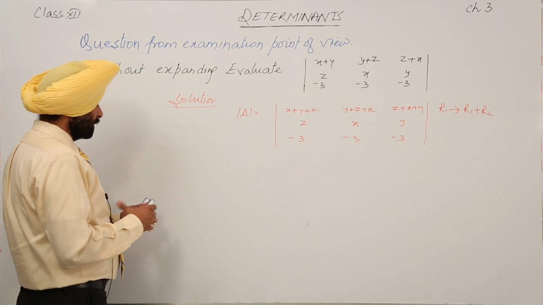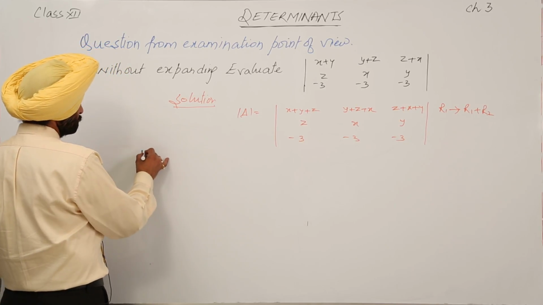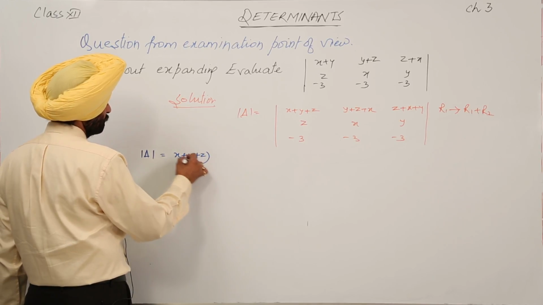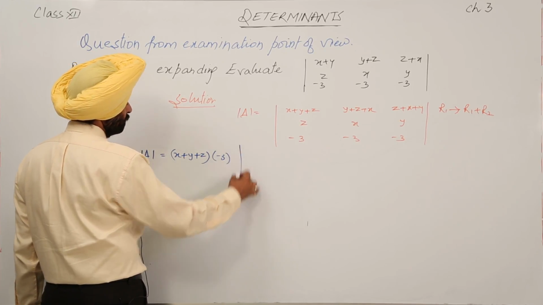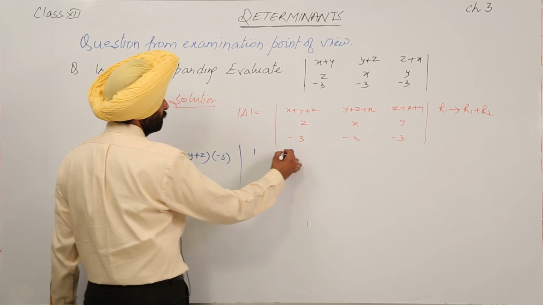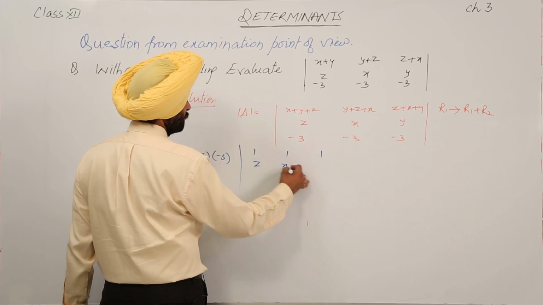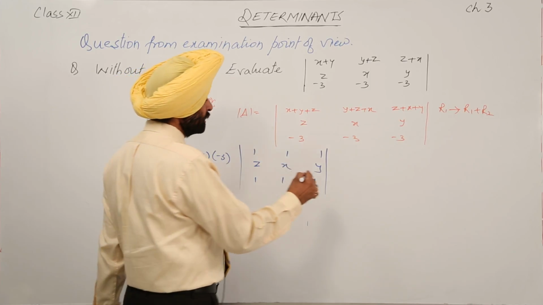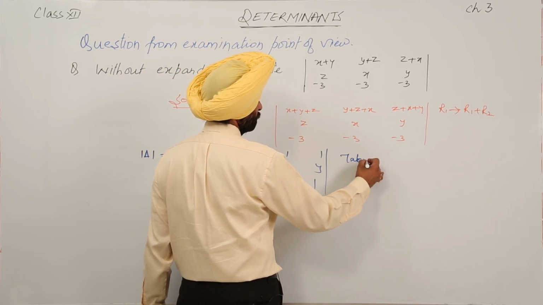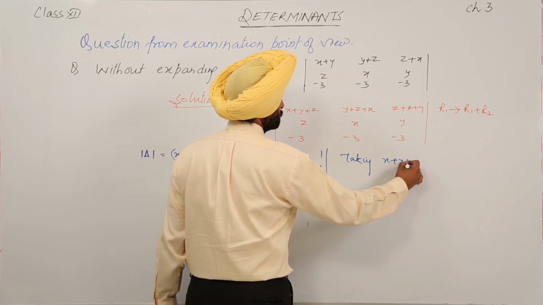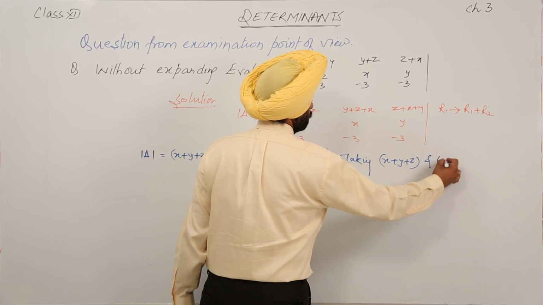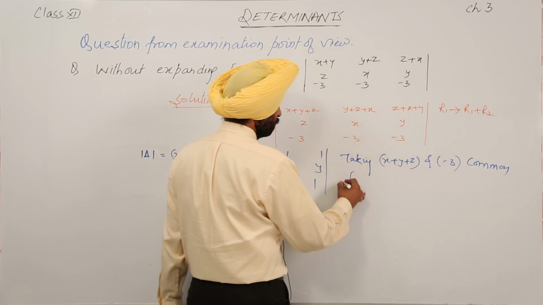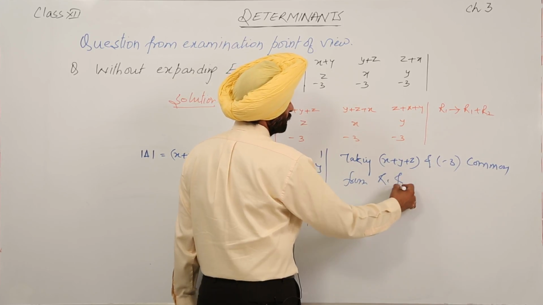Then the next step can be: this is equal to x plus y plus z and minus 3. Now what is left? 1, 1, 1, z, x, y, 1, 1 and 1. Okay, now what I have done, taking x plus y plus z and minus 3 common from R1 and R3.